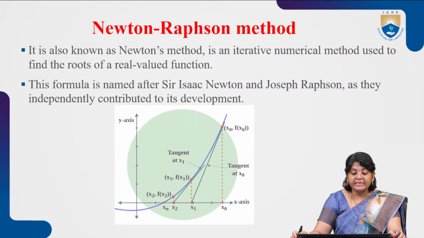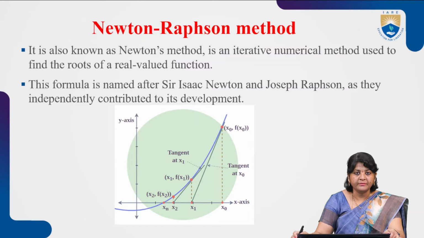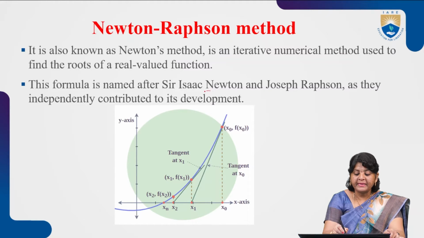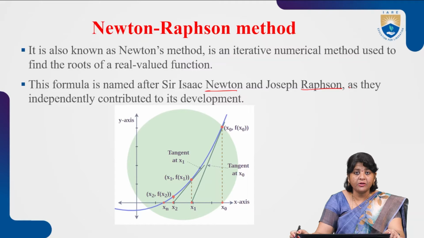This Newton-Raphson method is also known as Newton's method, and it is an iterative numerical method used to find the roots of a real valued function. The formula is named after Sir Isaac Newton and Joseph Raphson. Together, the method is named the Newton-Raphson method, as they independently contributed to its development.